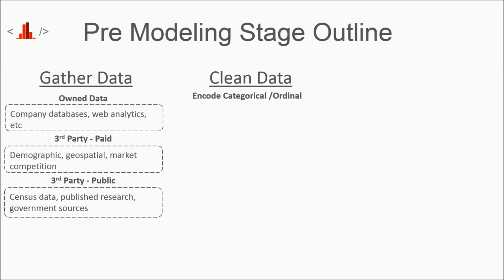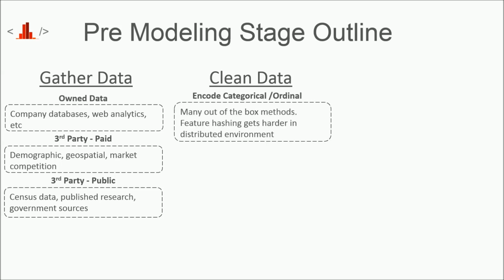Clean data. So in this case, you're going to want to make some transformations to make the data usable. If you're using any categorical or ordinal data, you're going to want to encode the data. There's a lot of out-of-the-box methods, a lot of simple APIs to do this. But if you are using big data, you want to keep in mind that feature hashing, making sure that you only have one encoding for each categorical variable, gets a little bit harder in that environment.